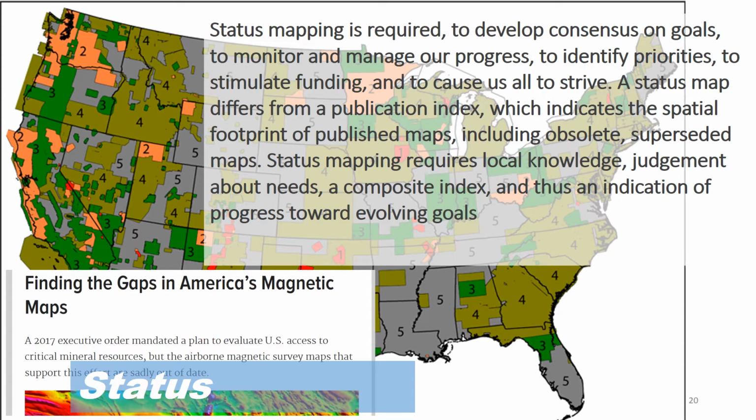Status mapping is required to develop consensus on goals, to monitor and manage our progress, to identify priorities, to stimulate funding, and to cause us all to strive. A status map differs from a publication index, which indicates the spatial footprint of published maps, including obsolete, superseded maps. Status mapping requires local knowledge, judgment about needs, a composite index, and thus an indication of progress toward evolving goals.